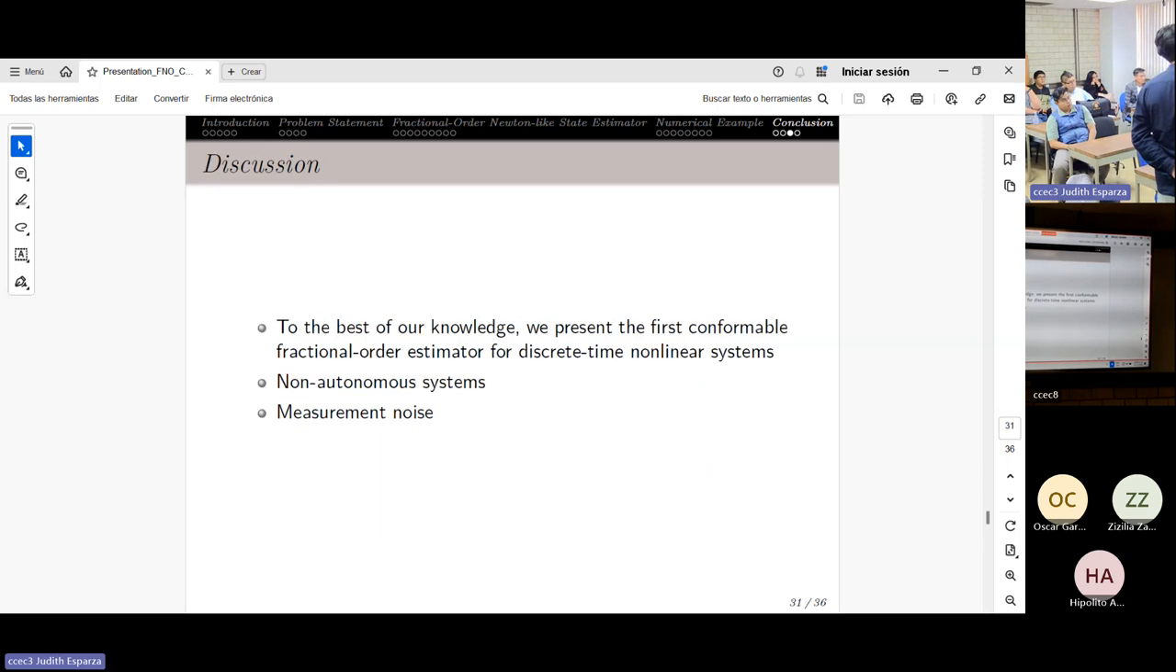To the best of our knowledge, as far as we know, we present the first conformable fractional order estimator for different time nonlinear systems. What happens when we consider non-autonomous systems, and what happens when we take measurement noise into account?